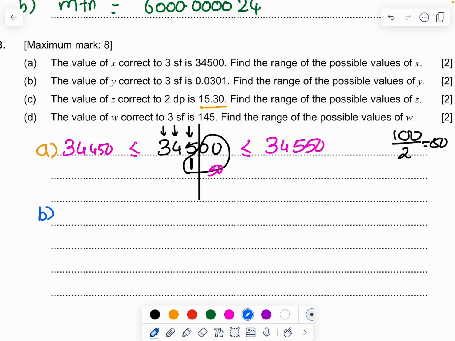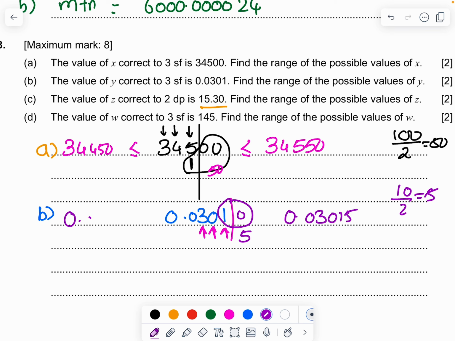Next is 0.0301 to 3 significant figures. The first significant figure will be 3, second significant figure and third significant figure. Draw a line. It is already there. So make it as 0 zeros or 1 0, just add it out. So what does it become? 10. 10 divided by 2 is 5. So add 5, subtract 5 in the last digit. So 0.03015, 0.03005. Less than or equal to, and less than.